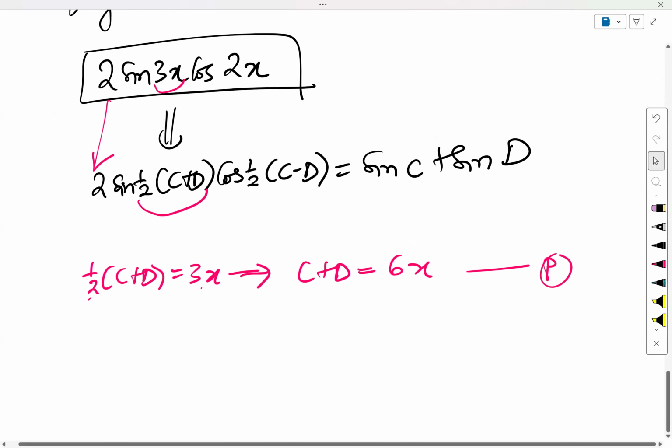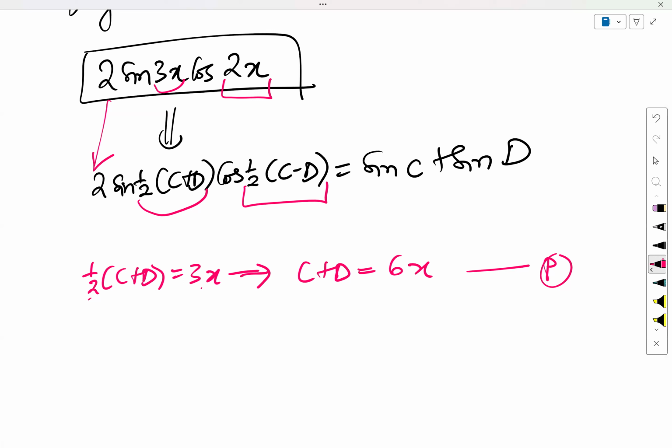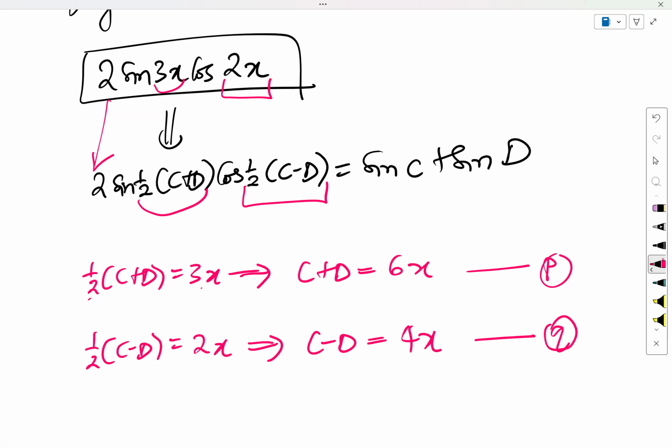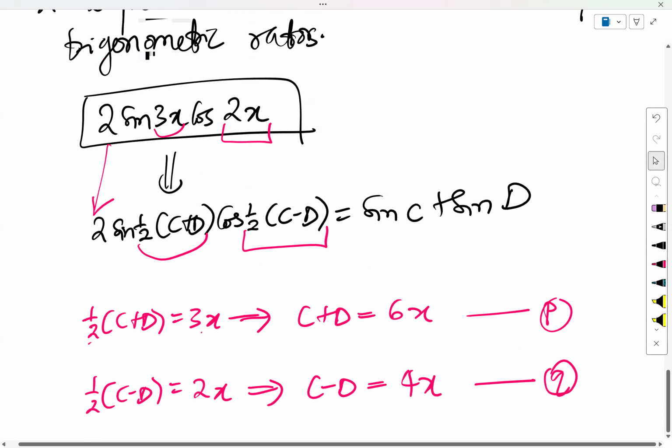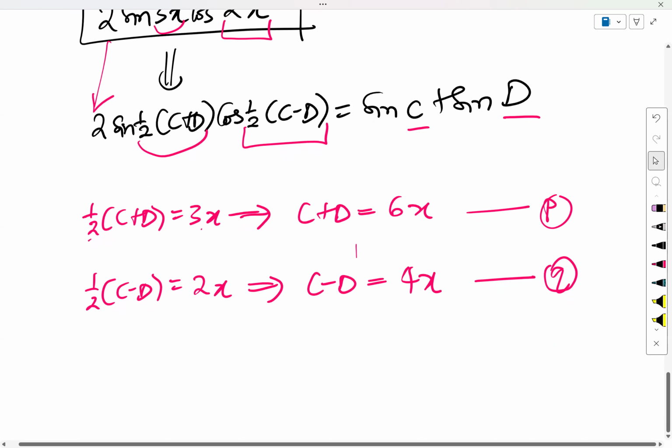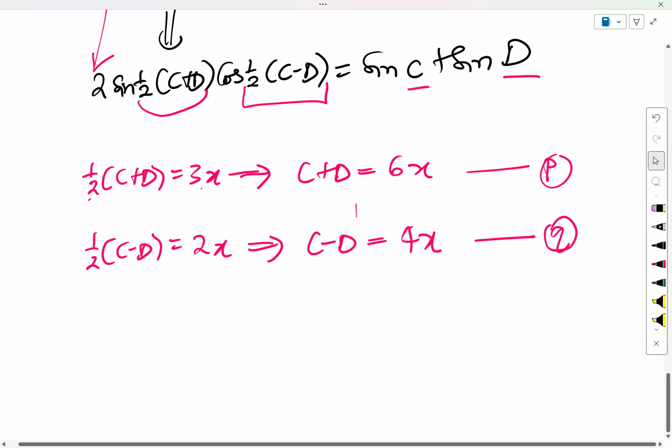On the other hand, we have cos 2x. That's like half C minus D, because this is 2 sine something, cos something. So half C minus D is the same thing as 2x. If you multiply through by 2 again, you have C minus D equals 4x. And that is equation Q. So now we just need C and D, and by looking at P and Q, we can solve for C and D.